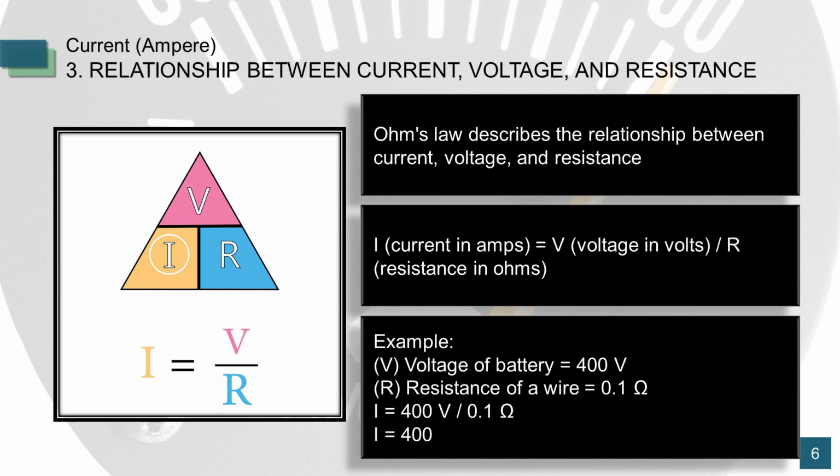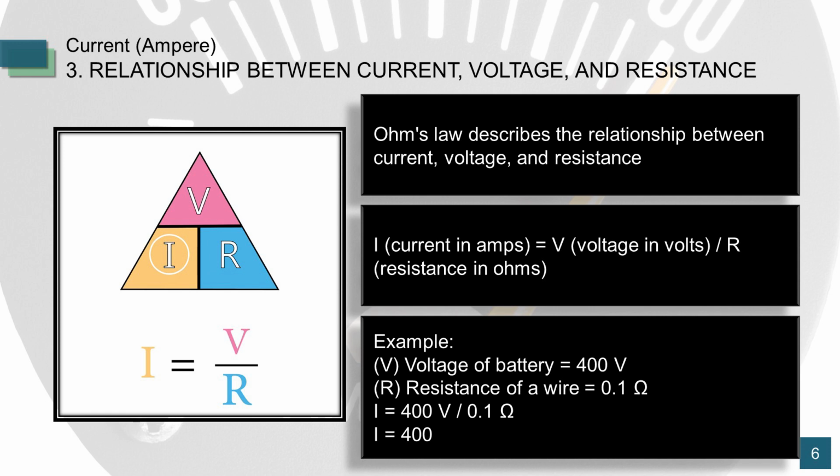Ohm's law describes the relationship between three key electrical quantities: current, voltage, and resistance. In this relationship, I, current in amps, equals V, voltage in volts, divided by R, resistance in ohms. This equation allows you to calculate any one of these values if you know the other two.